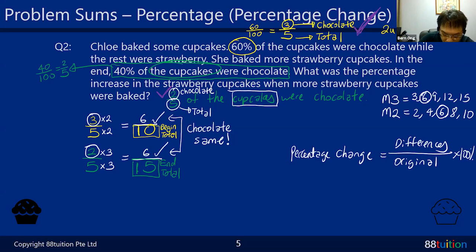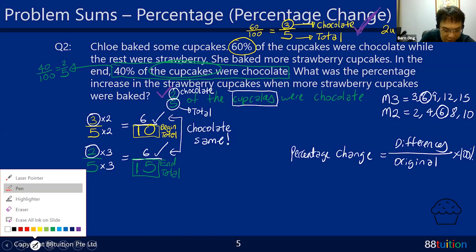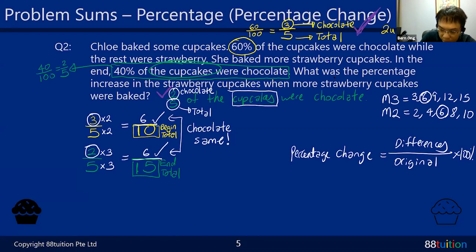So down here, what do you do? Let me look for the strawberry first because the question is looking for strawberry. In the beginning, there are 10 units. Total is 10. 6 is chocolate. That means 4 units is strawberry. Then at the end of the day, there are 15 units total, 6 units chocolate. So 15 minus 6 is 9 units. 9 units is strawberries.